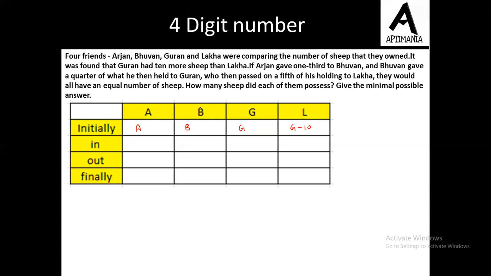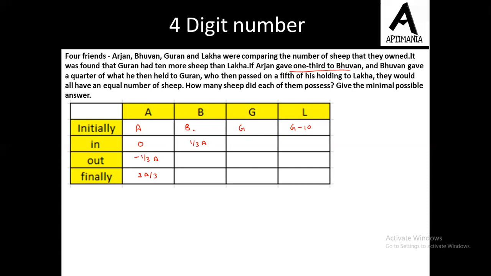Now it is given that A gave one third of his sheep to Bhuvan. तो A के पास आया कुछ भी नहीं है, कितना गया? One third of A. Fine. So now A is left with what? A minus A by 3, that is 2A by 3. Now this is the final number of sheep with A. Now this one third of A is transferred to B. So for B the incoming value is 1 by 3 of A.